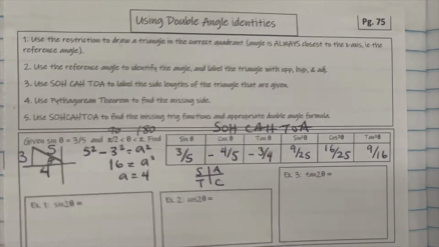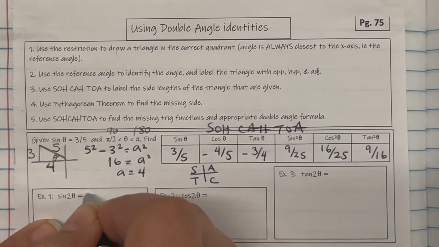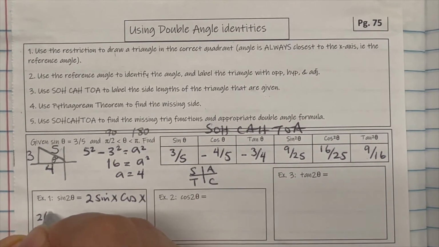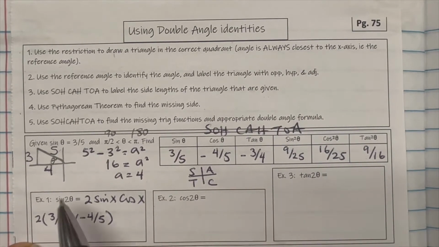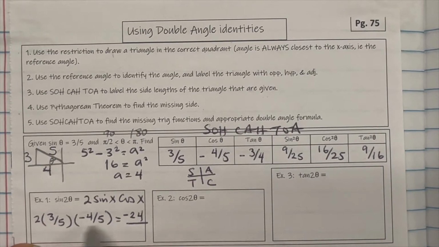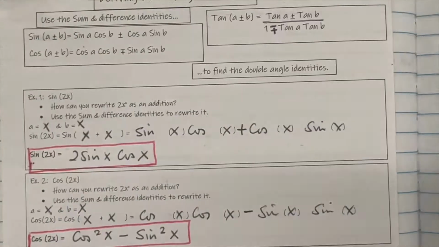Once you have that out, you just need the double angle formula. So what's the double angle formula? 2 sine x cosine x. And you're just going to replace your values. So you have 2, what's sine x? 3 over 5. Cosine x, negative 4 over 5. Multiply all the numerators. 2 times 3 times negative 4 is going to be negative 24 over 5 times 5, which is 25. That's it. Now repeat that process for cosine of 2x.